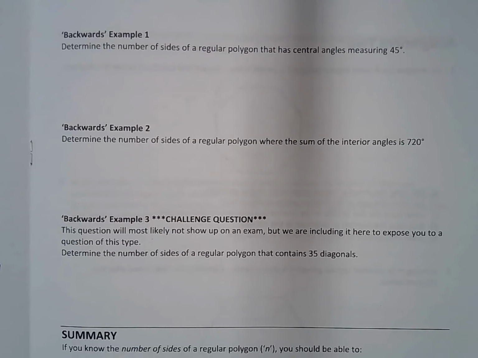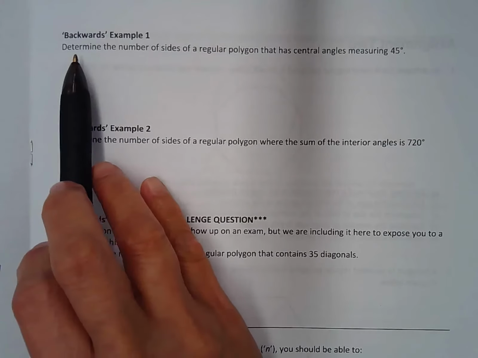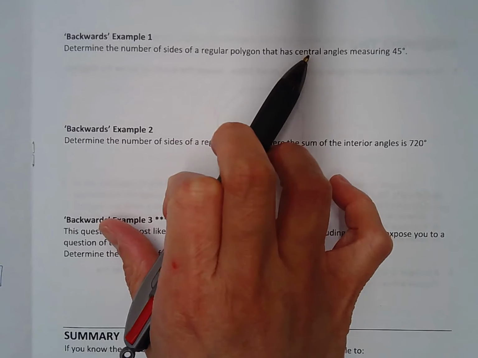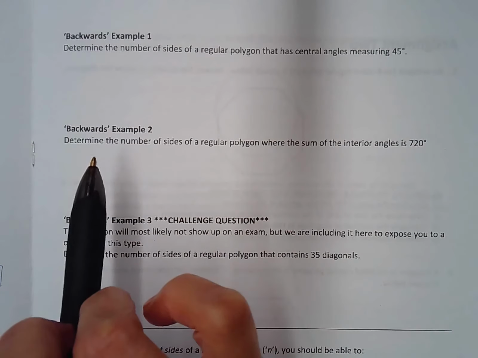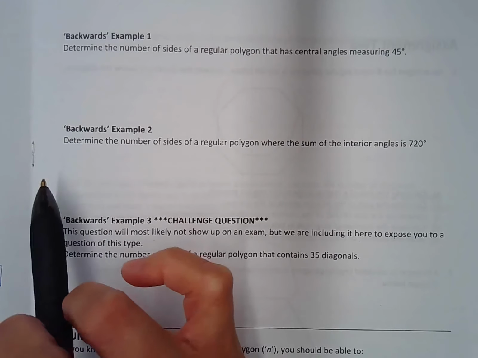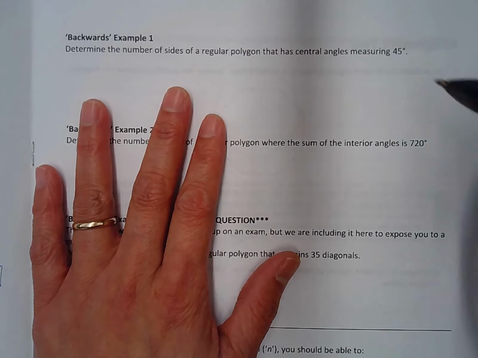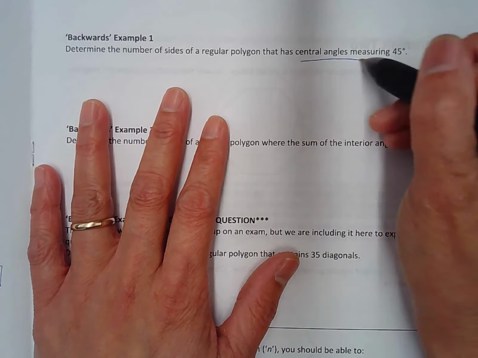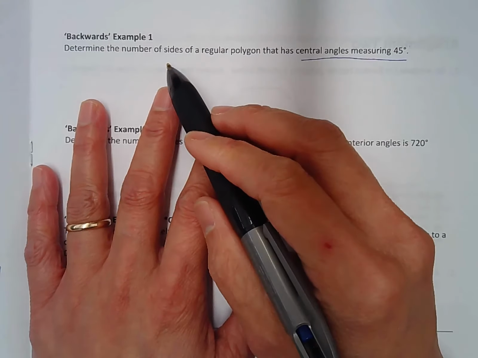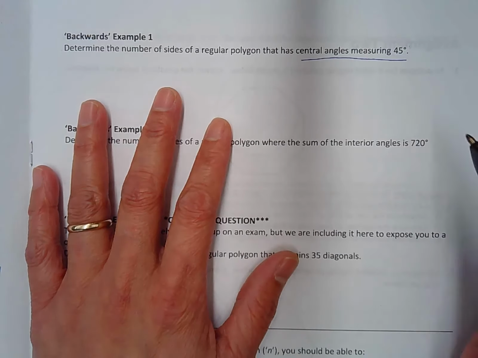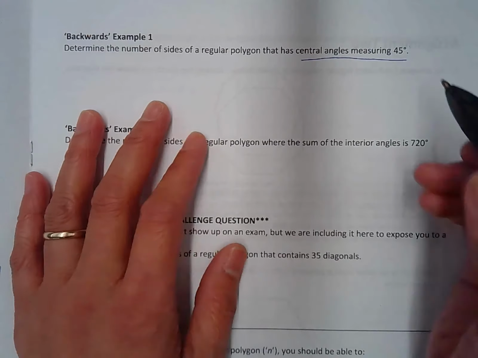So let's take a look. What does it mean by backwards question? It says here, determine the number of sides of a regular polygon that has a central angle measuring 45 degrees. Now this is backwards because we know the central angle, we just don't know what kind of polygon it is, and we don't know how many sides there are. So what does a central angle look like again?